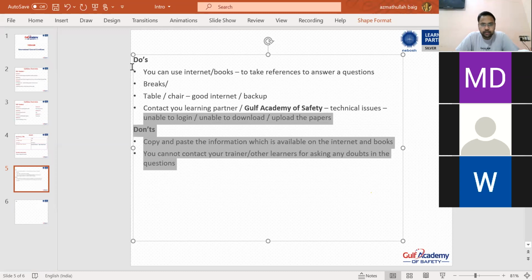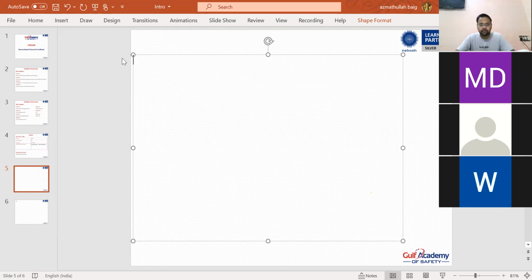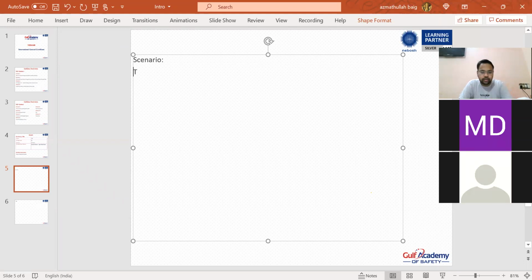Right. So now let us discuss the question paper itself. It is an open book examination. There will be a scenario, a detailed paragraph about an organization, how health and safety is working will be given. And then based on the scenario, you'll be asked certain questions or you will be given certain tasks or questions.